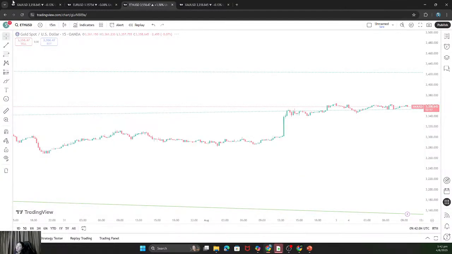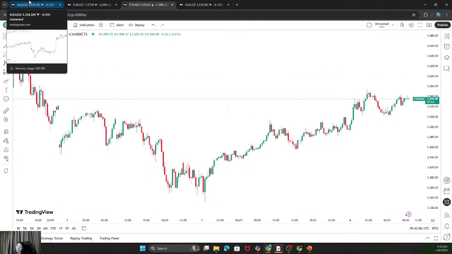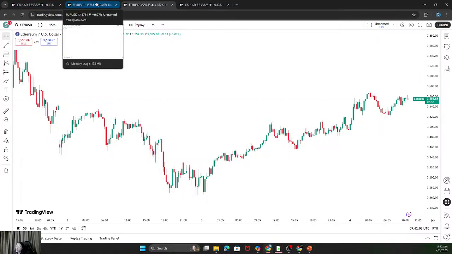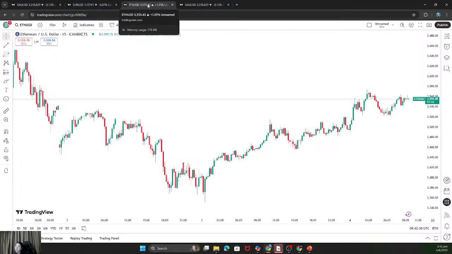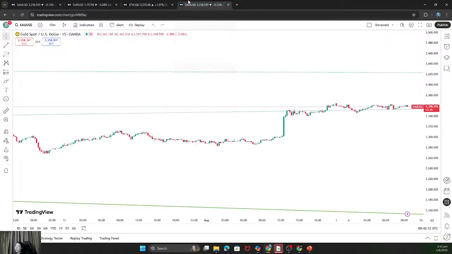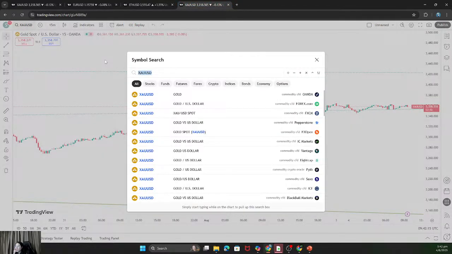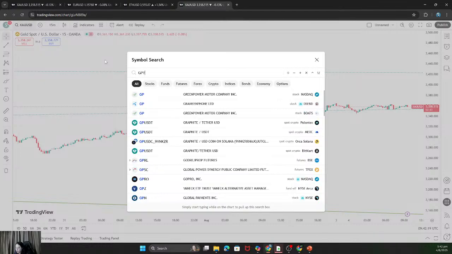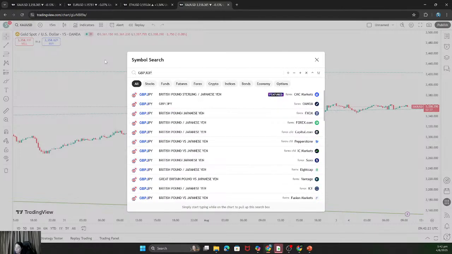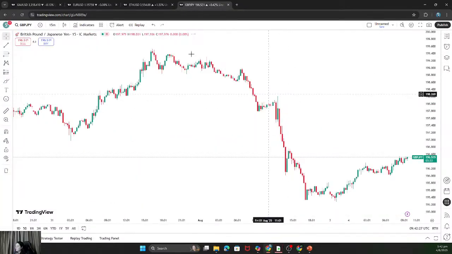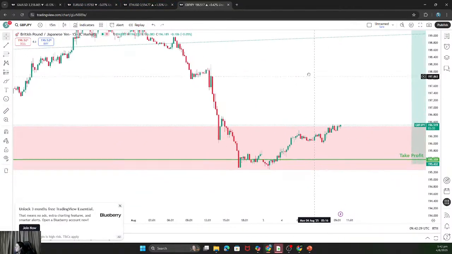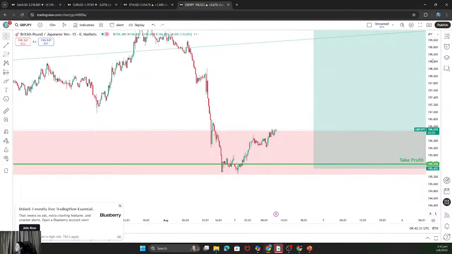Oh, there you go. So we're going to look at one commodity, one forex pair, one cryptocurrency, and let's look at one more non-USD forex pair. The non-USD forex pair that I want to look at is GBPJPY, but if you guys have any others you want me to look at, let me know.